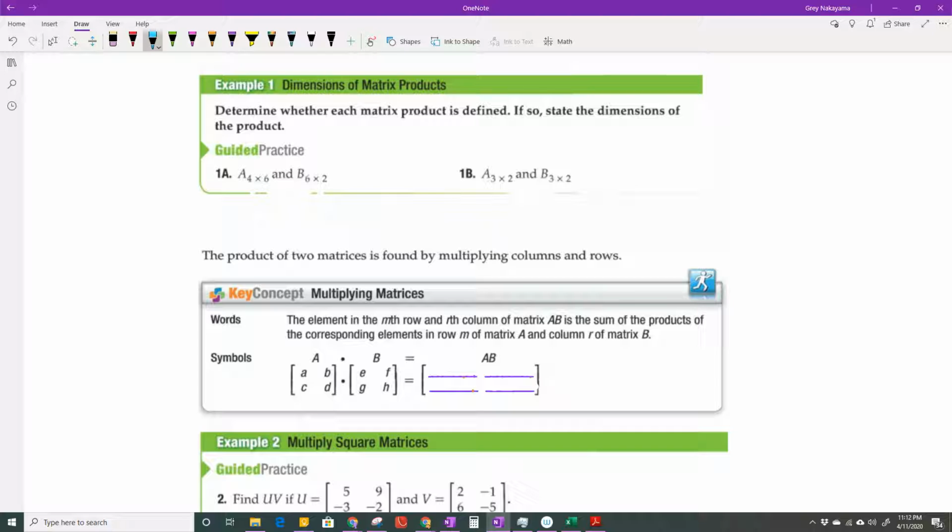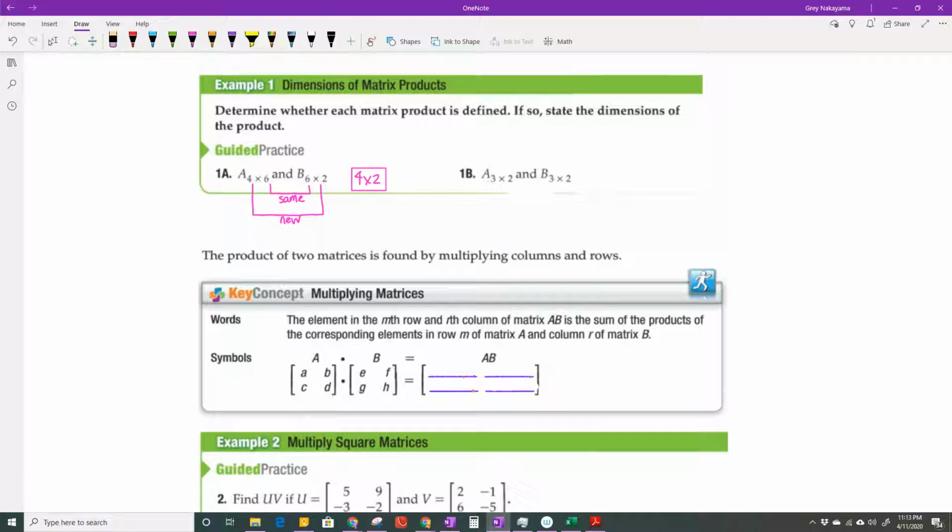So we're supposed to determine whether each matrix product is defined. If so, state the dimensions of the product. So A is a 4 by 6, B is a 6 by 2. I'm looking at these two inside numbers, and since they are the same, then it is defined. And what are the dimensions of the product? The dimensions of the product are going to be a 4 by 2.